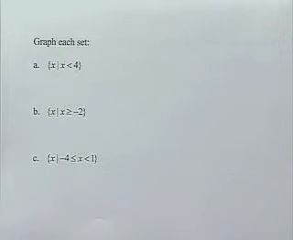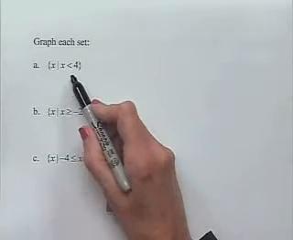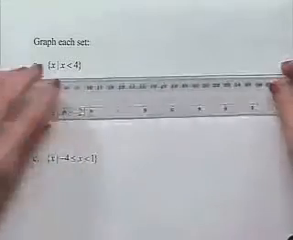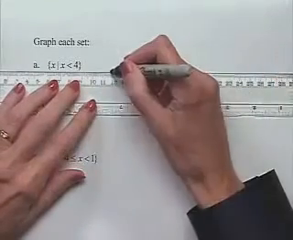In our next problem, we're going to look at graphing linear inequalities. Let's graph each set. We have the set of all x such that x is less than 4. We have a single variable. We can use a number line in order to graph this.